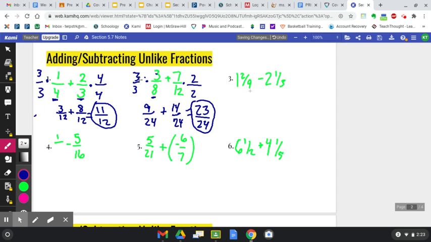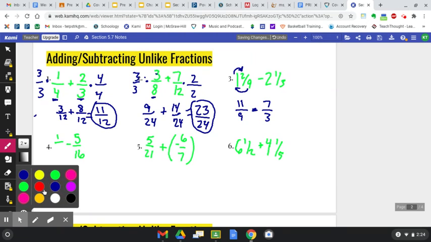Now, number 3 is with mixed numbers, meaning I have a whole number with a fraction. So I'm going to turn that into an improper fraction first. And I do that: 9 times 1 is 9, plus 2 is 11. So that would be 11 over 9. And then I'm going to subtract 6 plus 1 is 7 over 3.